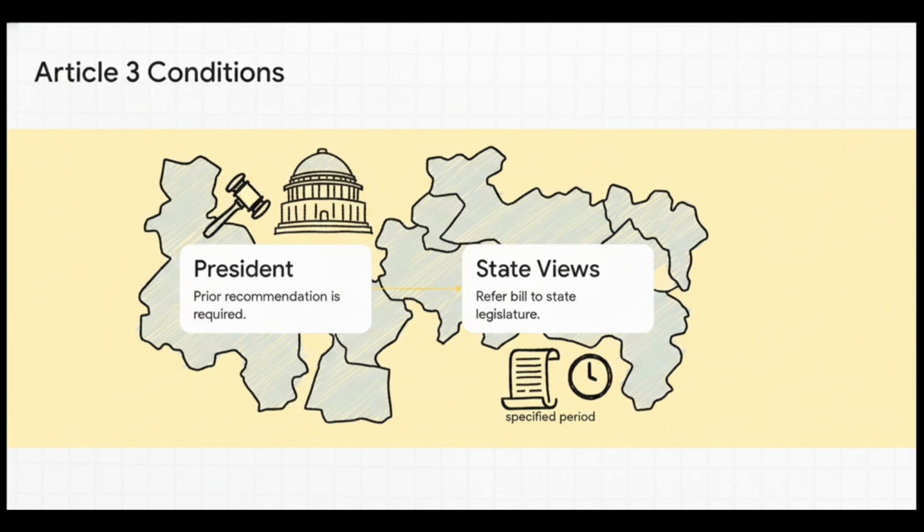Article 3 actually lays down two mandatory conditions that have to be met before reorganizing a state. Step 1, a bill contemplating these changes can be introduced in Parliament only with the prior recommendation of the President. Step 2, before recommending that bill, the President has to refer it to the state legislature concerned so they can express their views within a specified period.